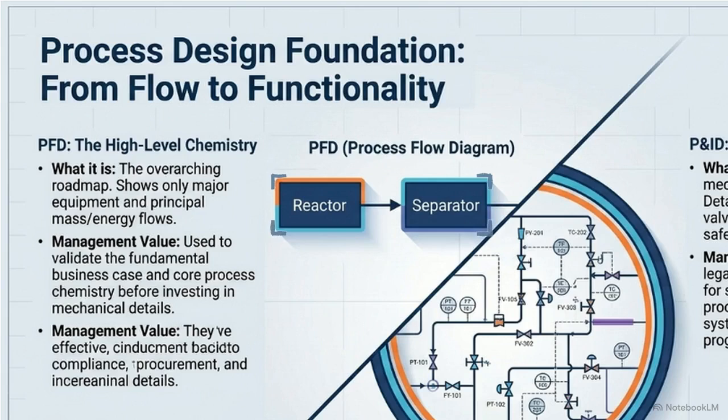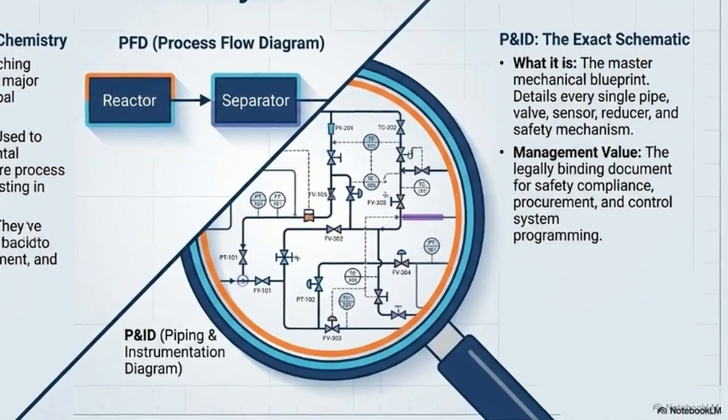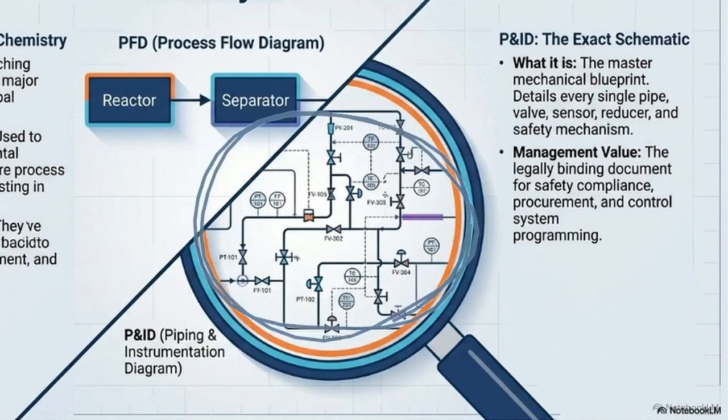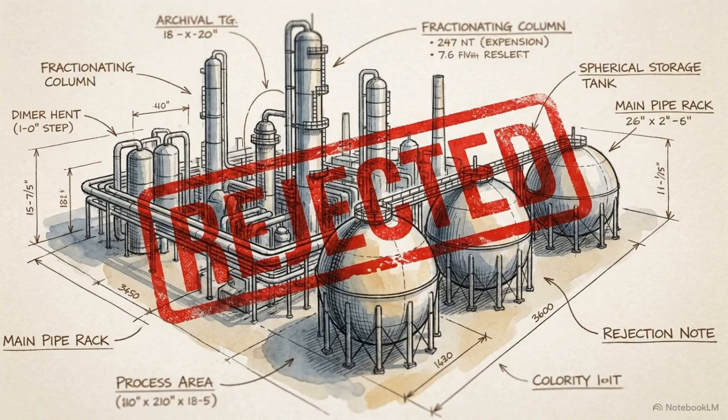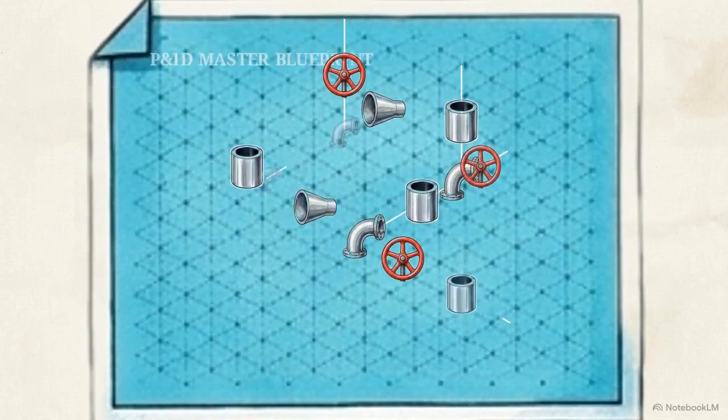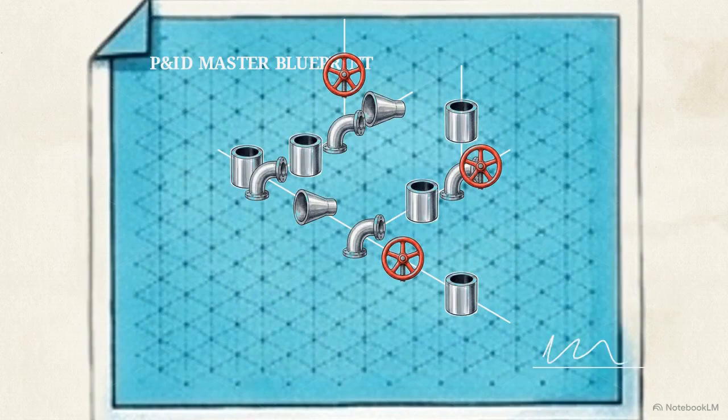This process flow diagram on the left acts as a simple sketch, using basic blocks to prove the core chemistry works. On the right, the piping and instrumentation diagram is the master rulebook, mapping out every single pipe, valve, and safety sensor in the facility. You cannot order raw materials or legally prove your plant is safe based on a rough sketch. That hyper-detailed master rulebook is legally binding, and every contractor relies on it to do their job safely.